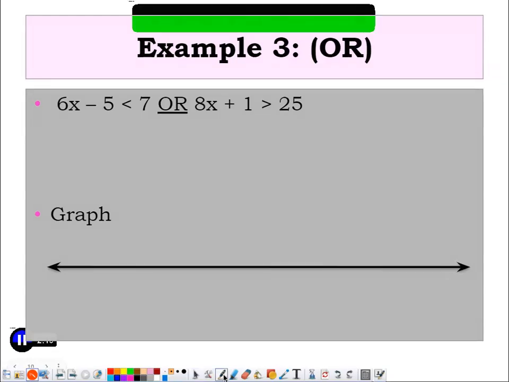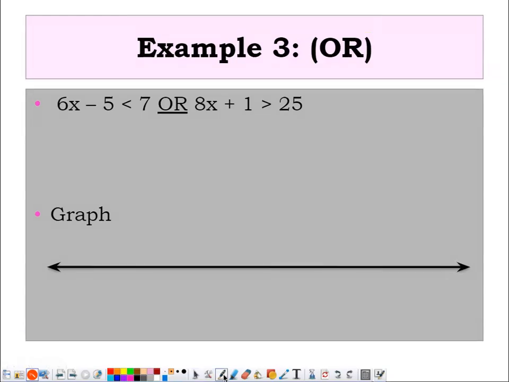And here's another example. 6x minus 5 is less than 7, or 8x plus 1 is greater than 25. Okay? So let's go ahead and solve. I'm going to go ahead and isolate this variable, so add 5 to both sides. 6x is less than 12. Okay? And then I have to go ahead and divide both sides by 6. So we have x is less than, I'm dividing by a positive 6, so I don't need to worry about flipping anything here. So we have x is less than 2.